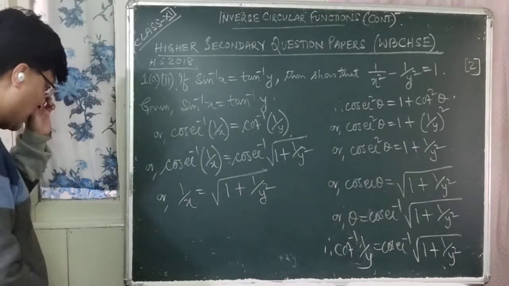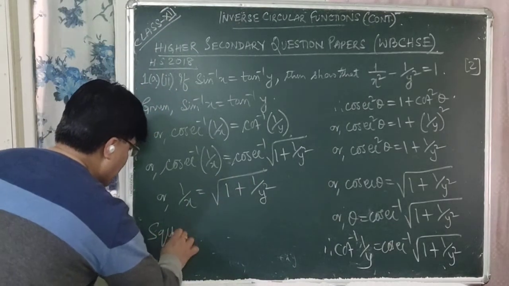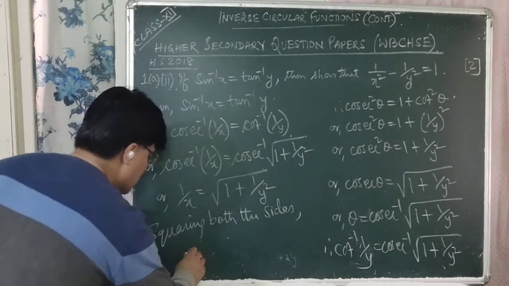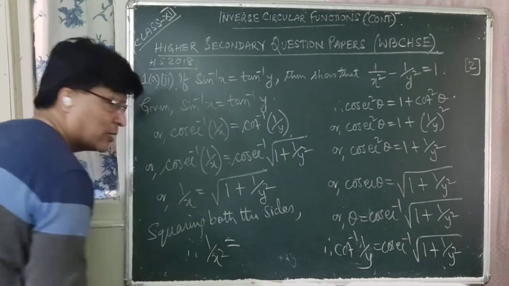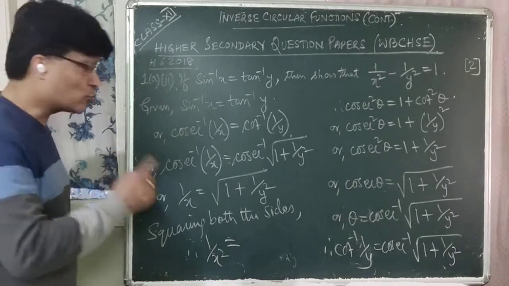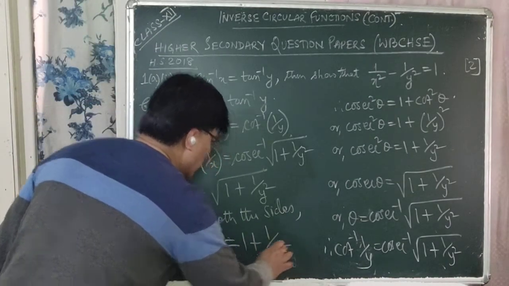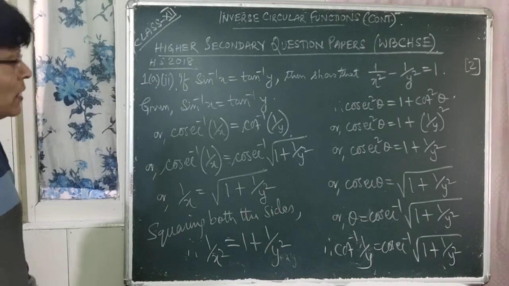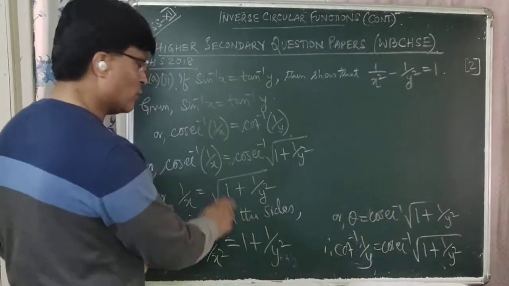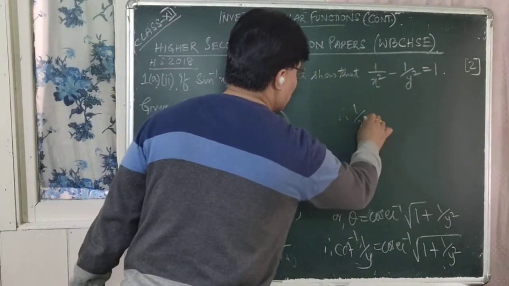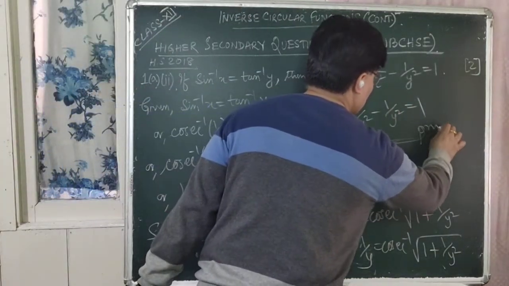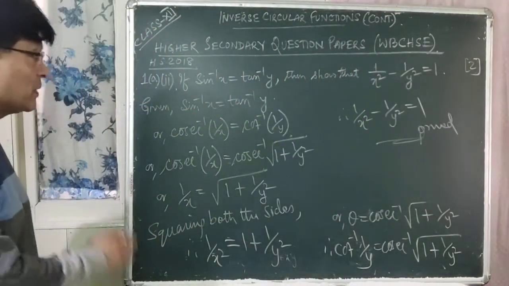That means you can square both the sides here. Squaring both the sides, what do we get? 1 upon x square is equal to, on the right hand side, square root whole square, isn't it? So what is square root whole square? The square root will be removed. So we get 1 plus 1 upon y square. Is that clear to all of you? Now we can take 1 by y square to the left hand side and we get the required result. So it is 1 upon x square minus 1 upon y square, which is equal to 1. So it is proved. Right? So it is done. Understood this one? So you can copy it.